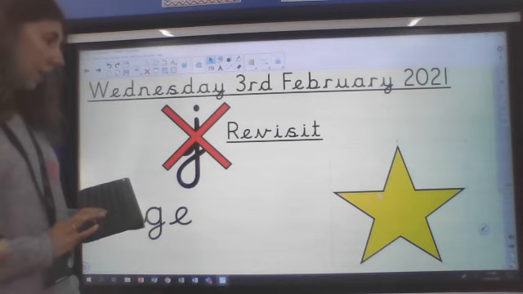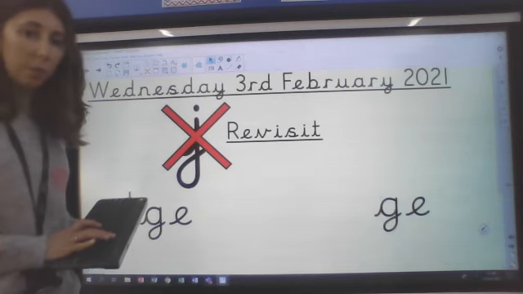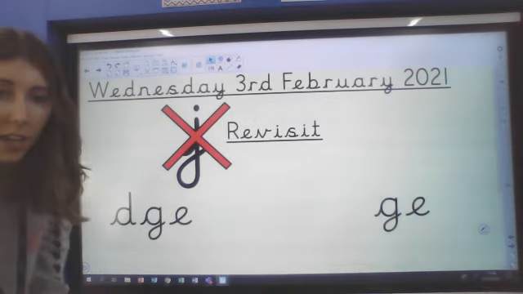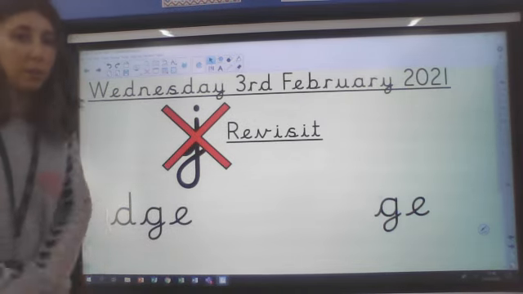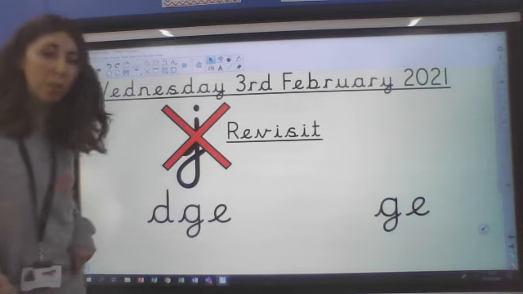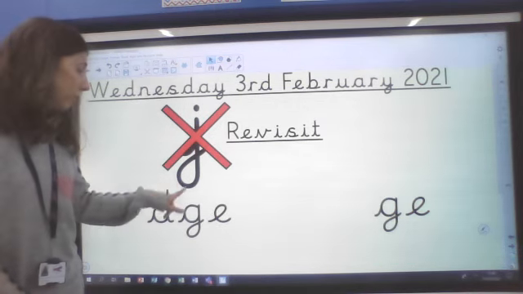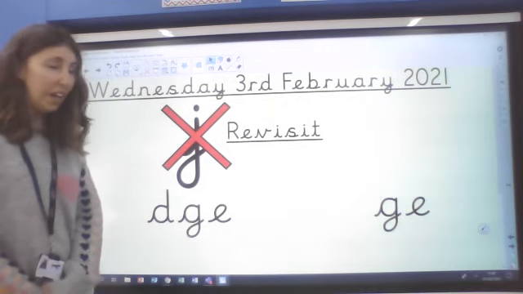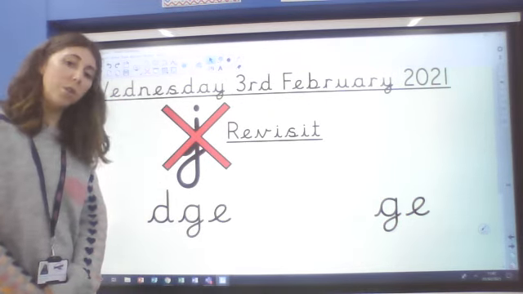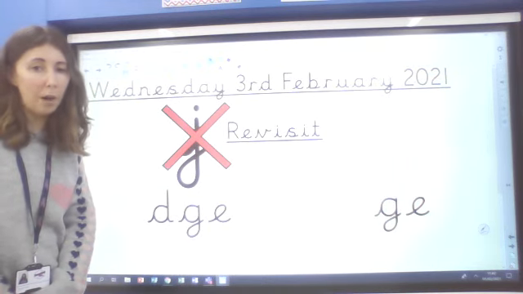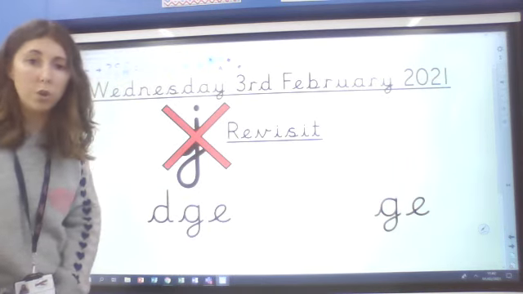And then yesterday on Tuesday, we were using just G and E. See if you can give the video a little pause and talk to your grown-up about what the rule was about whether we use D, G, E or G and E, if you can remember. If you can't remember, don't worry, because we'll go over it after. Give it a pause. See if you can tell your grown-up how we know which one to use.